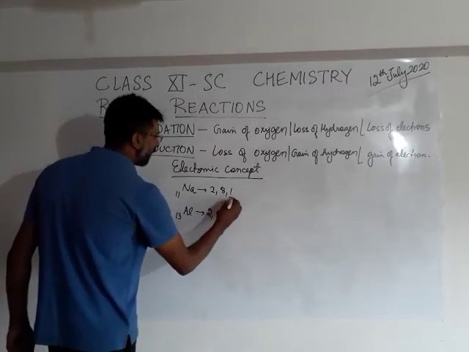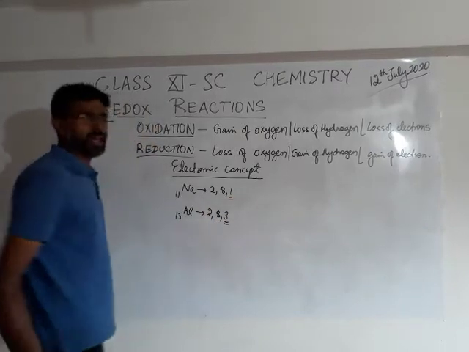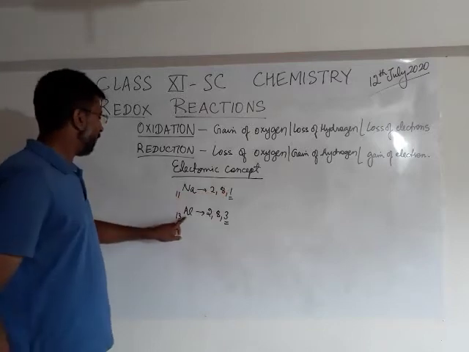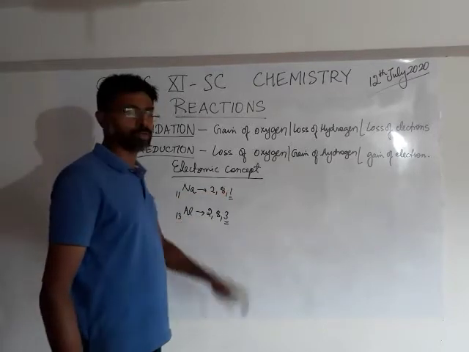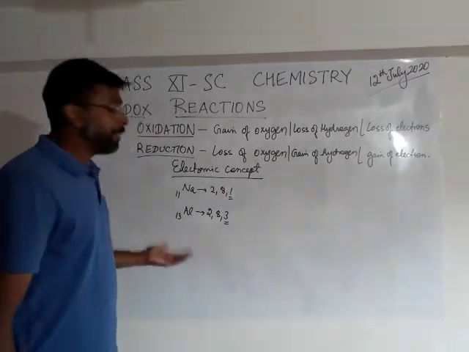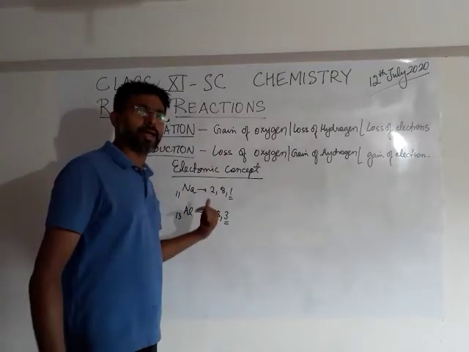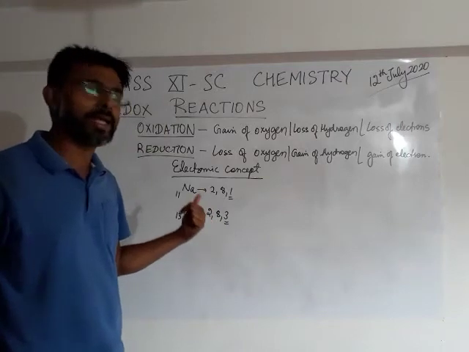Now, if you look at their valence shells, the valence shell of sodium metal has 1 electron, and the valence shell of aluminum metal has 3 electrons. Elements which have either 1, 2 or 3 electrons in their valence shell are said to be metallic in nature.